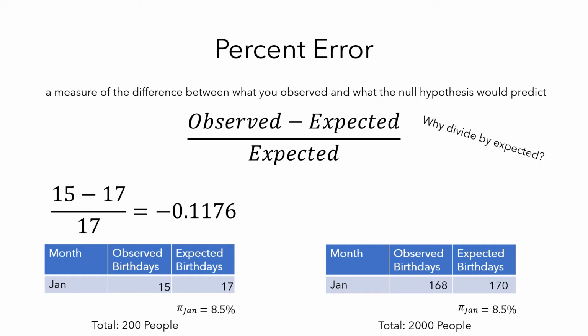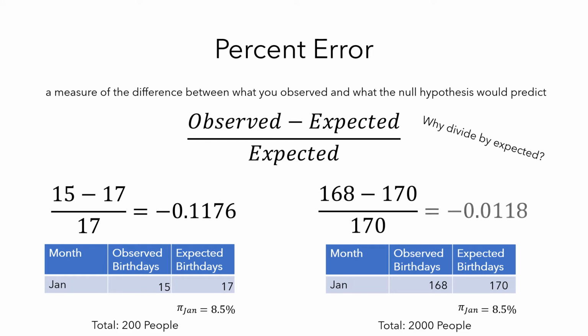Even though there is a difference of 2 in both cases, that difference of 2 is larger when it's out of 17 than when it's out of 170. And in our computation, this corresponds to a smaller percent error. So that's why we divide by the expected value.